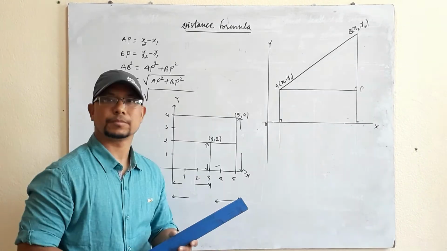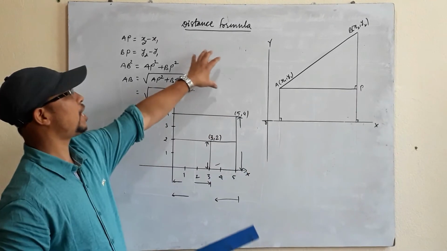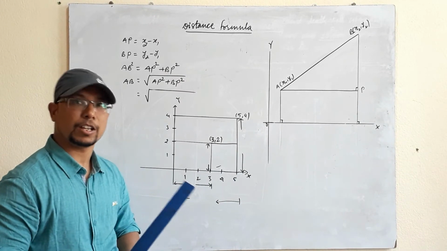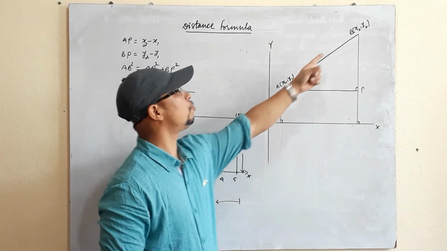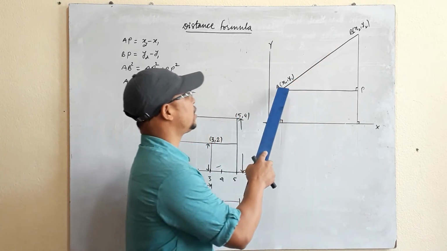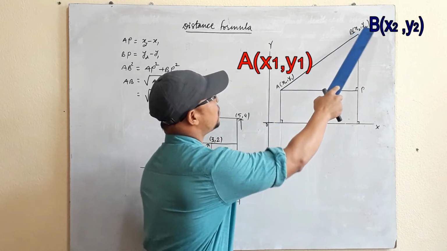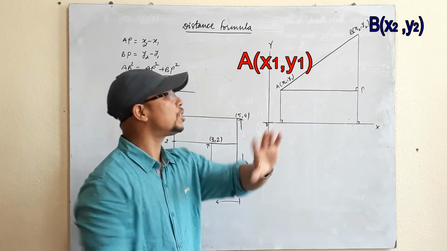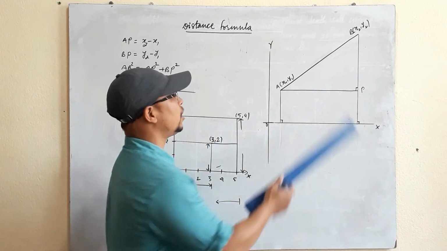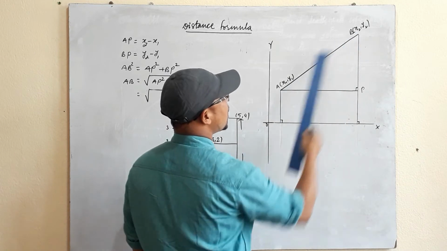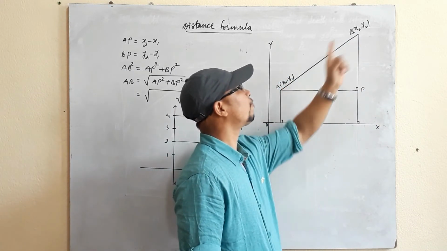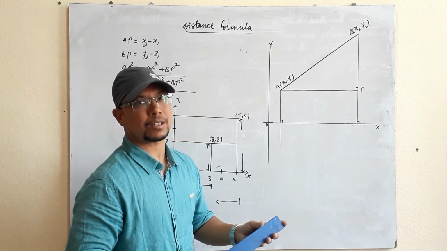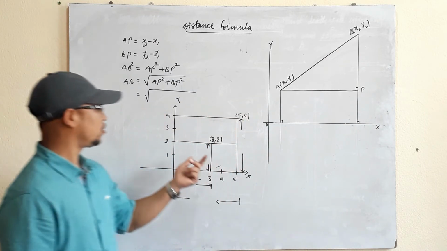Okay. Now let me explain how to derive the distance formula. To derive the distance formula, here we have any 2 points on the coordinate system. This is A (x1, y1) and this is B (x2, y2). This AB is the distance between these 2 points, and we have to find the formula for finding this AB.